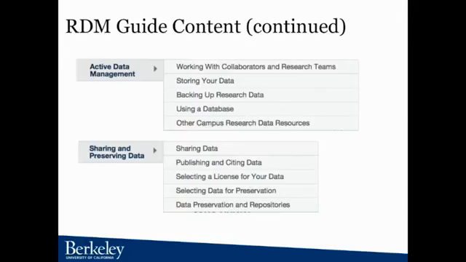Two of the other sections in here, the active data management, so how to work with collaborators and research teams in terms of your data, different places to store and manage your data, options for backing up your data. Some of these are very thin. Right now we point to UC Backup, and we also point to Amazon as an option. But then we would be bringing in the cloud team to talk about how they could help you use something like Amazon Glacier as a resource for backup.